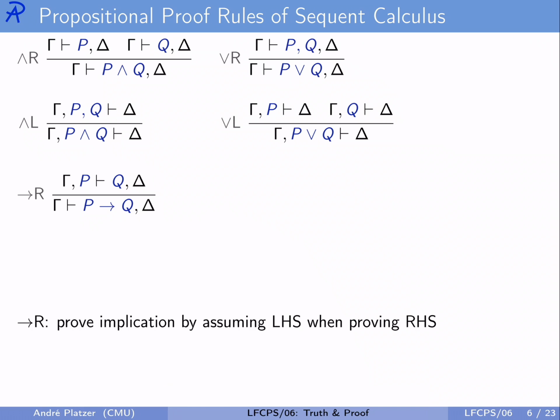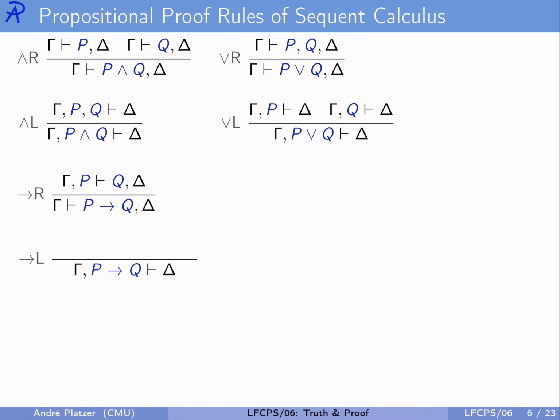In other words, the implies right proof rule proves an implication by assuming the left-hand side and going on to prove the right-hand side. Everything we need to do is assume an implication. So if we have P implies Q among our assumptions, how do we proceed with a proof of that?